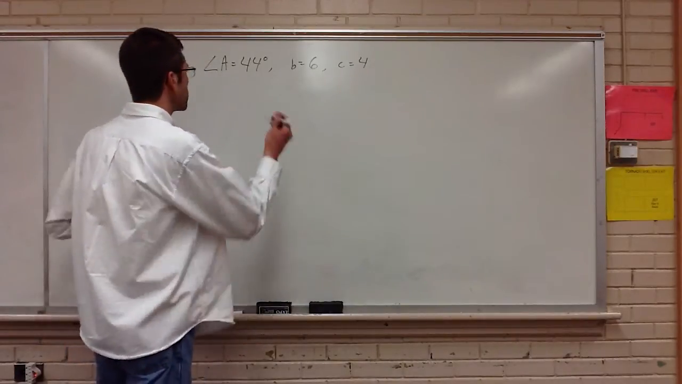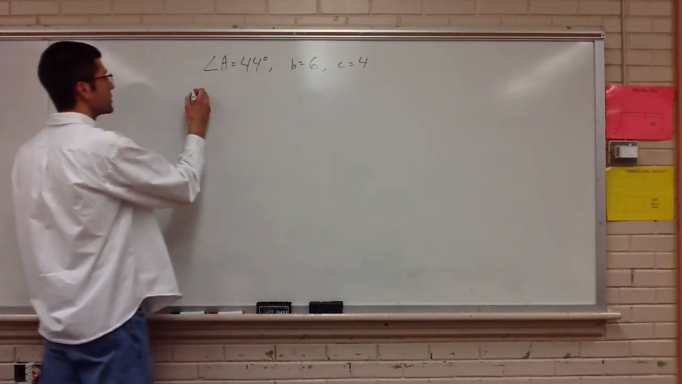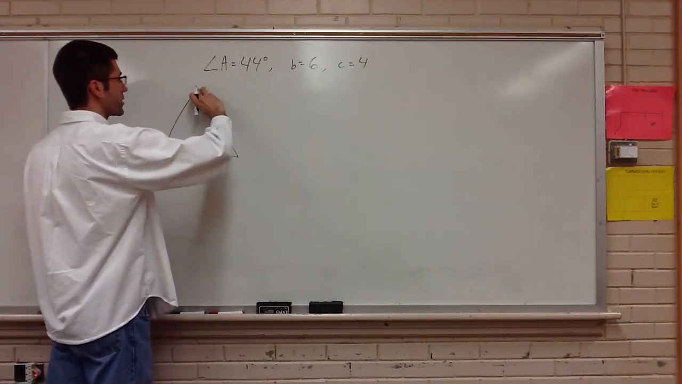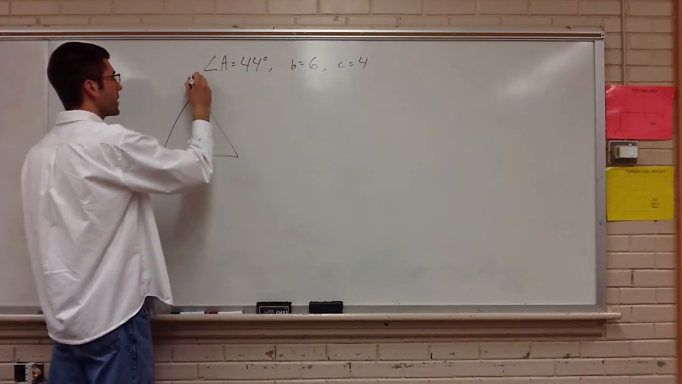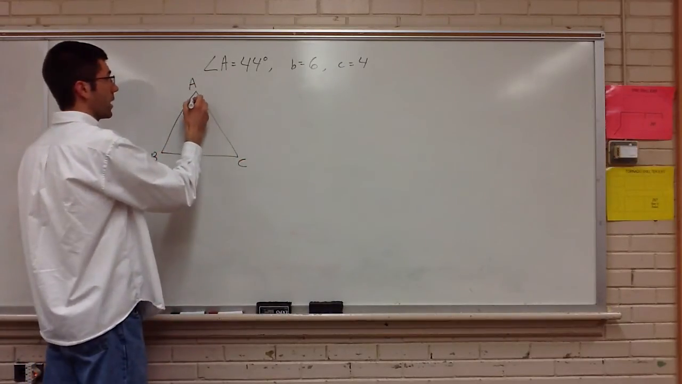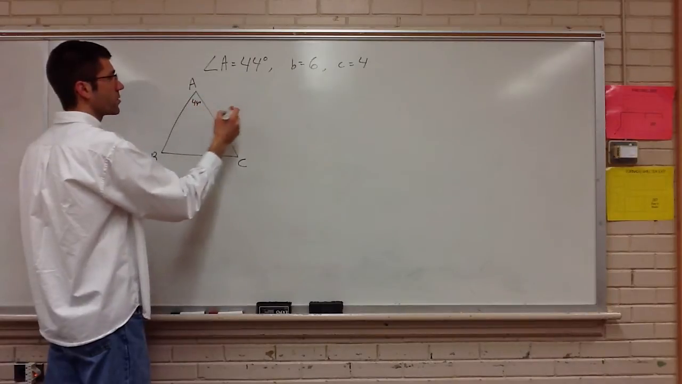Now, in the process of actually finding the measurement of everything that's missing, every angle, every side, we need to keep in mind that sometimes we use the law of sines and sometimes we use the law of cosines. And that's 44 degrees. Let's see.